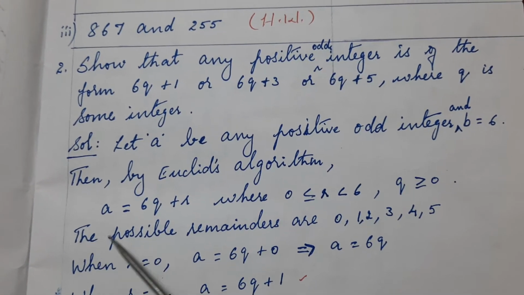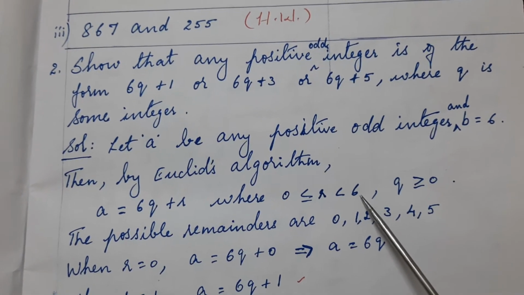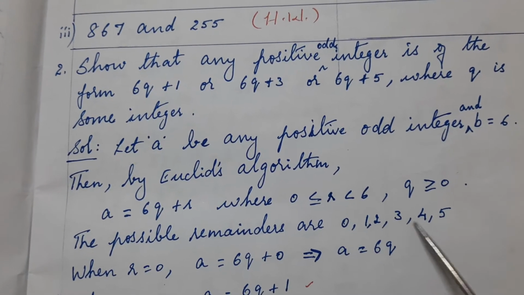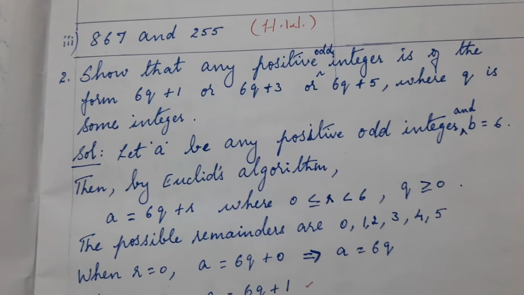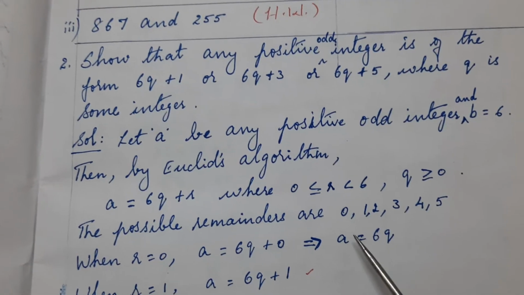Now what are the remainders? The possible remainders will not go beyond 6. It should be less than 6. So it is 0, 1, 2, 3, 4, 5. So only till 5 you will get the remainder. It will not go above 6 or equal to 6. So now we have to just try with this.